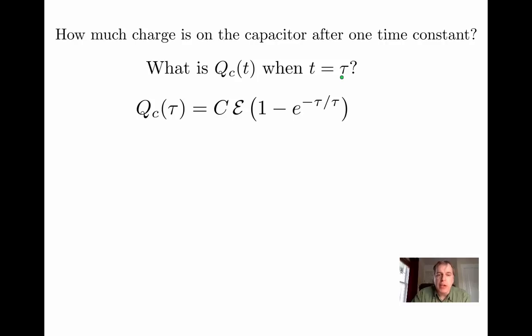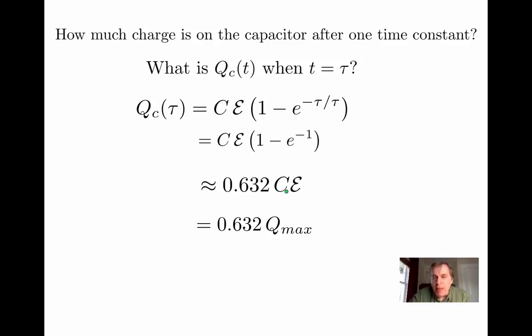So we just plug that in the equation. We go back in the original equation, and I just replace t by tau, right? I've set t equal to tau in this equation here. So when t is equal to 1 tau, you get CE times 1 minus e to the minus tau over tau, but that's just e to the minus 1. So we get this. Okay, so this is a number. 1 minus e to the minus 1 is a numerical number. You use a calculator, and you find that 1 minus e to the minus 1 is about 0.632. So we get 0.632 times CE.